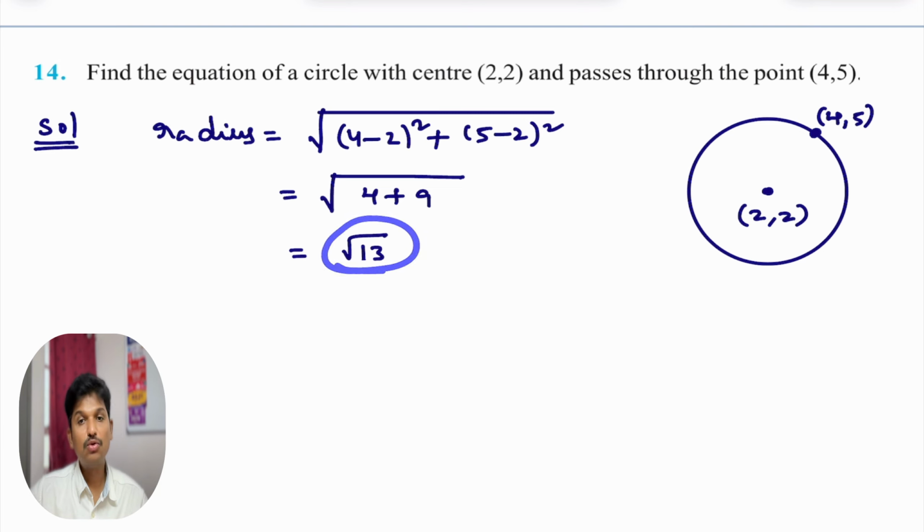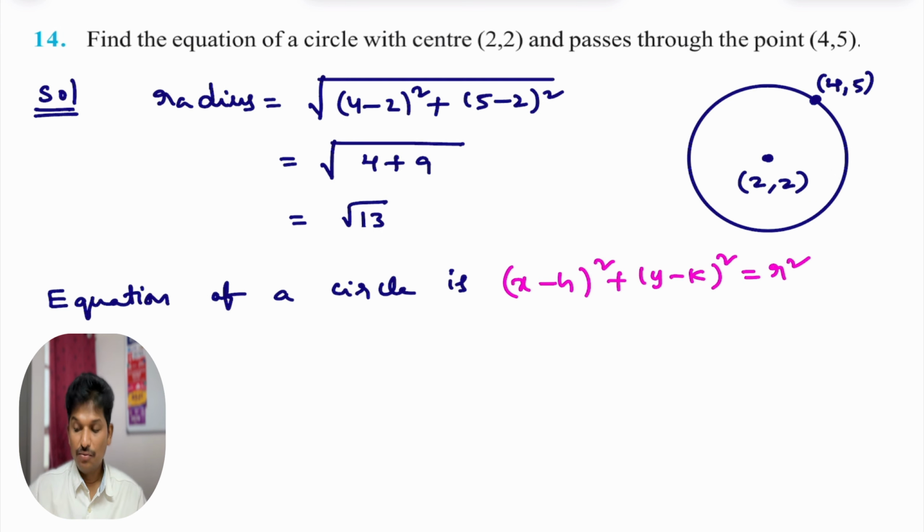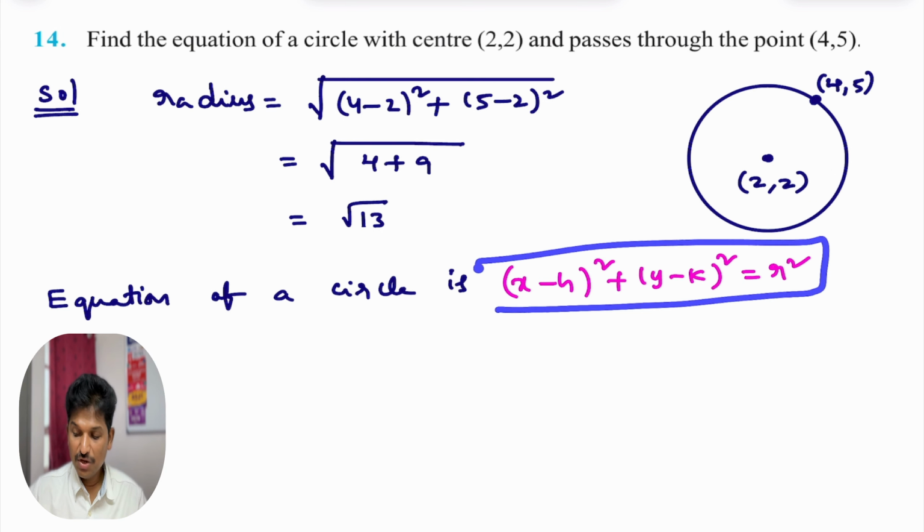So the radius we got is root 13. The center we already know. When you know the center and radius, we can find the equation of the circle very easily. To find the equation of a circle, we use this formula. Now in place of (h, k), you write (2, 2), and in place of r, you write root 13.